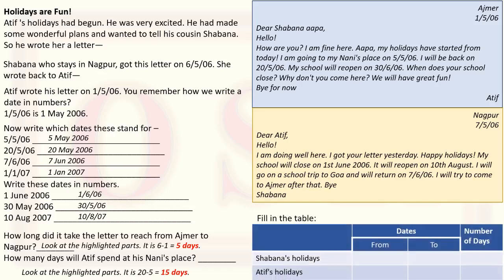Now fill in the table for Shabana and Atif's holiday, from what date to what date and how many number of days. So Shabana had 40 days of holidays and Atif had only 30 days.